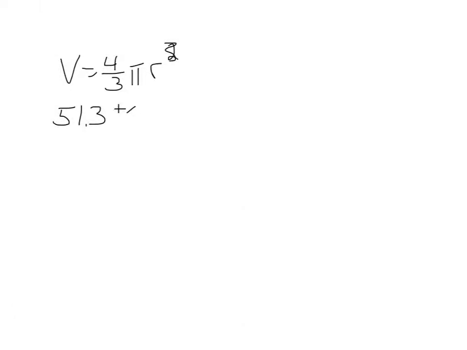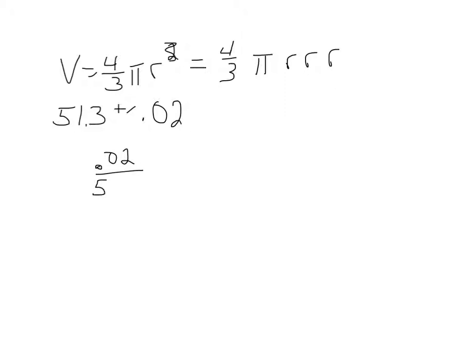With this equation, it's going to be 4/3 pi times r times r times r. And so our uncertainty, which was 0.02, since we're multiplying, the first thing we have to do is get the relative uncertainty. So the relative uncertainty is the percentage, and our first step is going to be 0.02 divided by 51.3. And what does that give us?